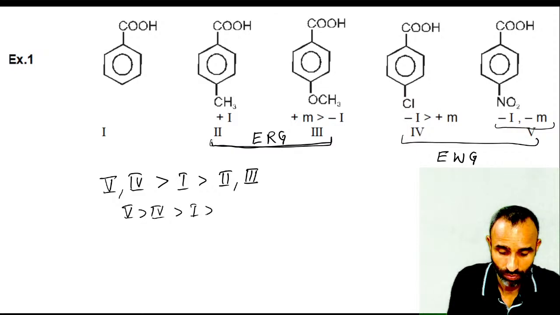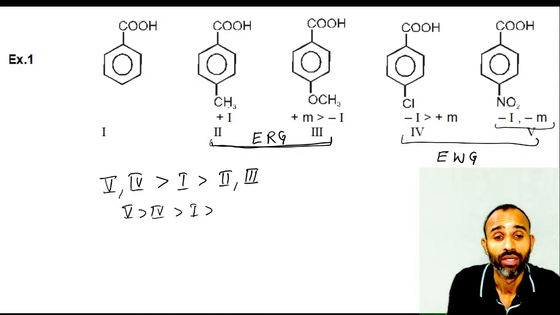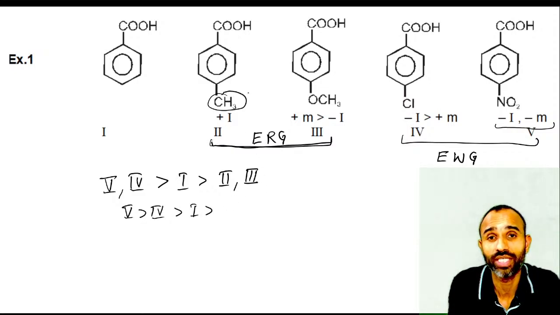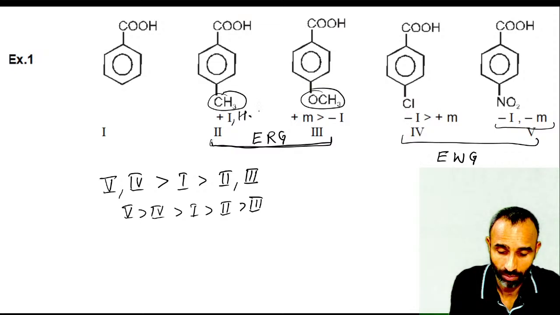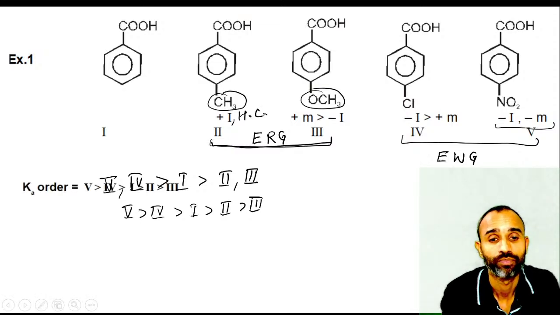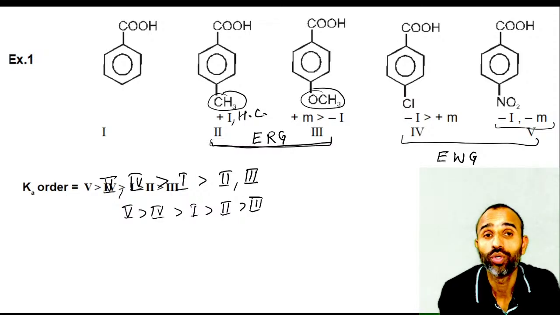Then it is first. Now out of 2nd and 3rd, methyl is less electron releasing than OCH3. So that's why it is 2nd and then 3rd. Here hyperconjugation as well, okay? So it is 5, 4, 1, 2, 3.